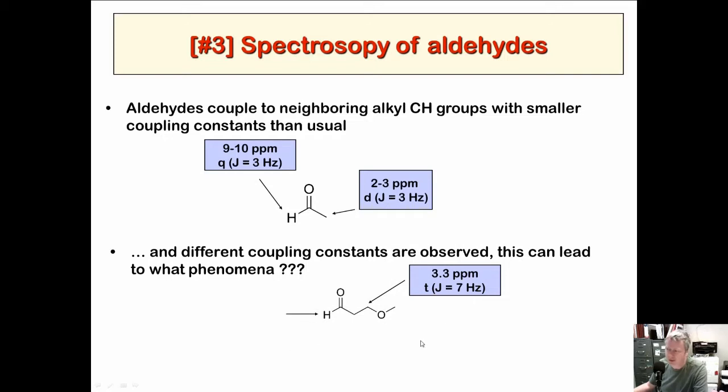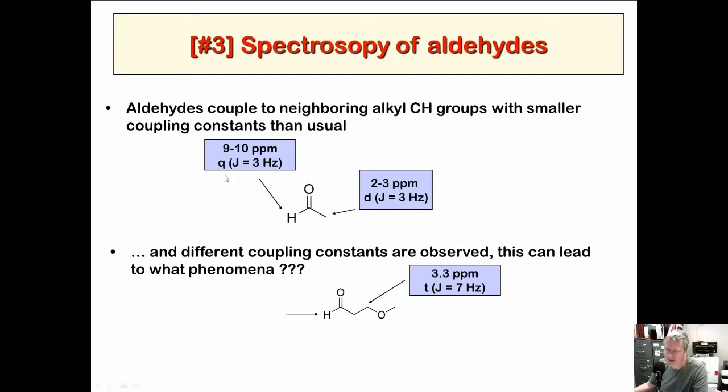This, first of all, where does it come? Well, probably in that 9 to 10 region where aldehydes come, right? What is it going to be? A doublet, triplet, quartet? Well, how many neighboring protons are there? There's 2. So it should be 2 plus 1 is 3. It should be a triplet. But it can be a big J value or small J value.